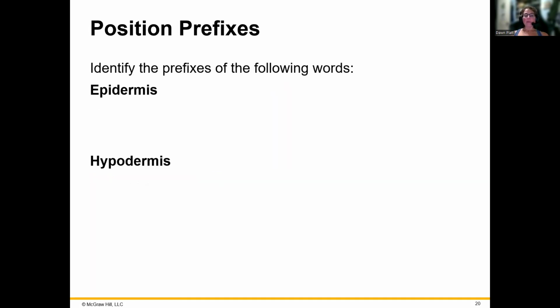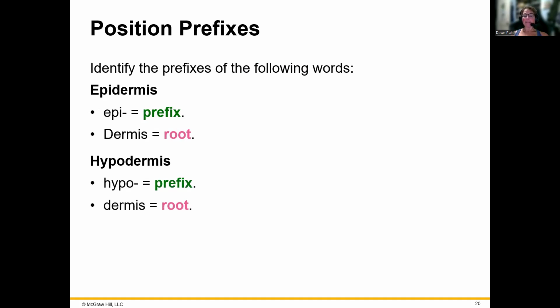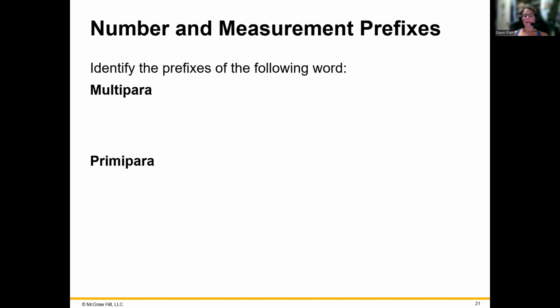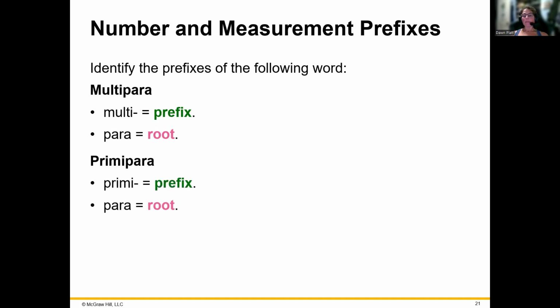So here's some examples of positional prefixes. You can see that we have epidermis, and epi means above. So this means above the dermis. And then we have hypodermis. Hypo is the prefix, and that means below, so below the dermis. Some number and measurement prefixes: multipara and primipara. Multipara means many pregnancies, and primipara means the primary or the first pregnancy.